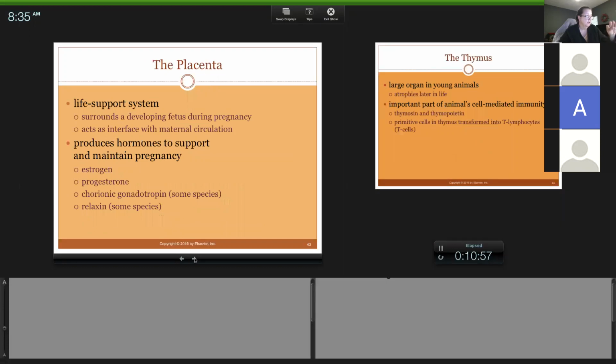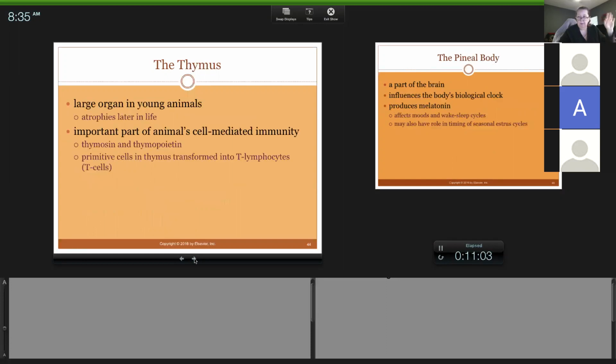I'm going to skip over the placenta because we talk about that in reproduction. So I'm skipping over the placenta.